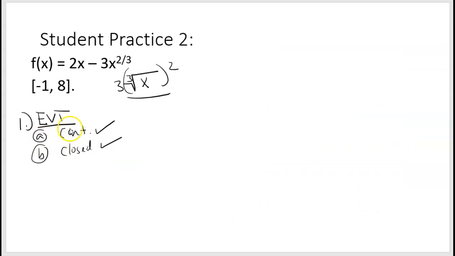So here's step 1. We know for certain that the EVT applies because it's continuous everywhere and it's closed. Now, it's closed, that's obvious. We have our brackets. But why is it continuous? Well, we got to go back to our little sheet. As I've told you guys, we have a linear piece here, just 2x, a polynomial. That's good. But this here is a cube root piece.